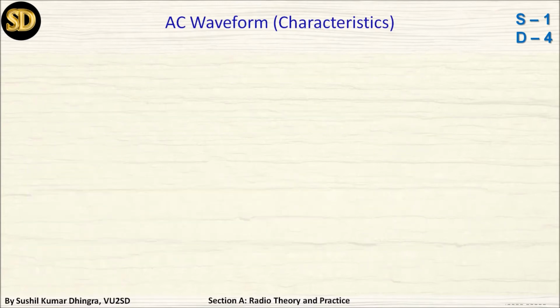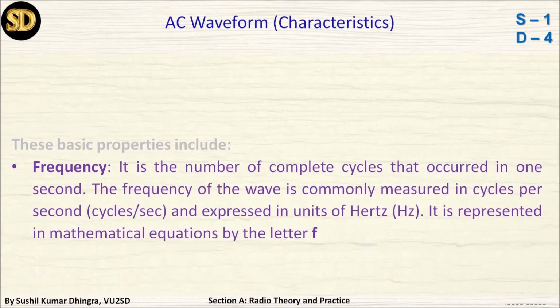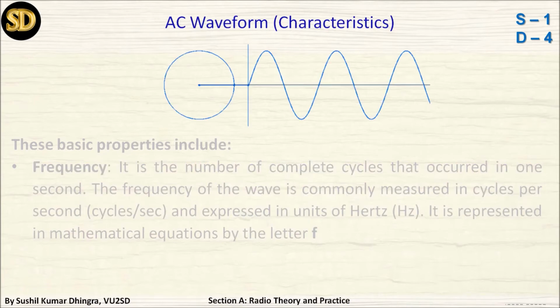Now coming to AC waveform characteristics. These basic properties include, first one, frequency. It is the number of complete cycles that occurs in 1 second. The frequency of the wave is commonly measured in cycles per second and expressed in the units hertz. It is represented in mathematical equation by the letter F. You can see on your screen, the number of oscillations completed in 1 second is called frequency.